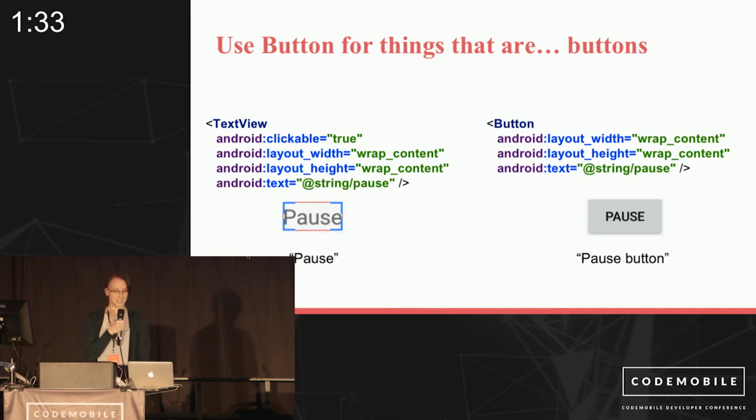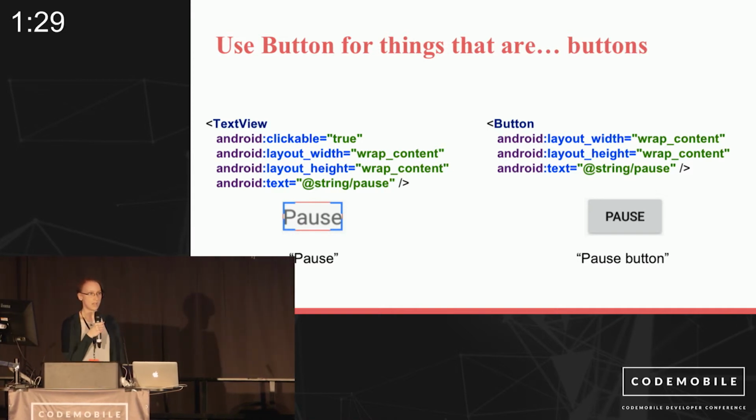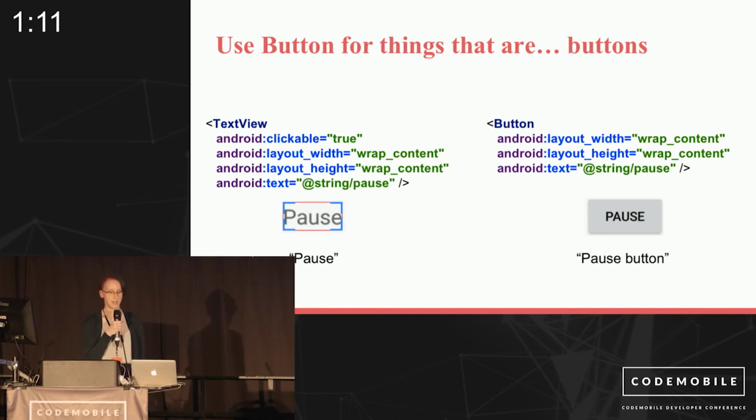This is an example of a clickable text view. This is quite common. If you want to have something that looks like a button, you might use a text view. You might set it to be clickable, but the problem with that is it doesn't give you the hint that it's a button. There's one horrible way where you could put the word button in the content description. This is a really bad idea. You will get that for free if you just make that thing a button.